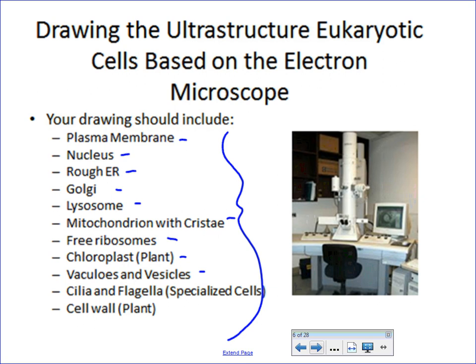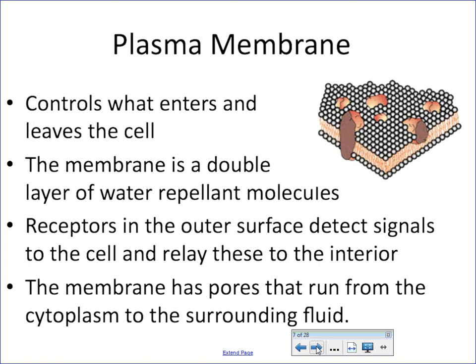If it's a specialized cell that you're being asked to draw, then it should contain cilia or flagella, and if it's a plant cell, it should contain a cell wall. So we'll go through a list of organelles, describe their function and structure. We'll start with the plasma membrane.